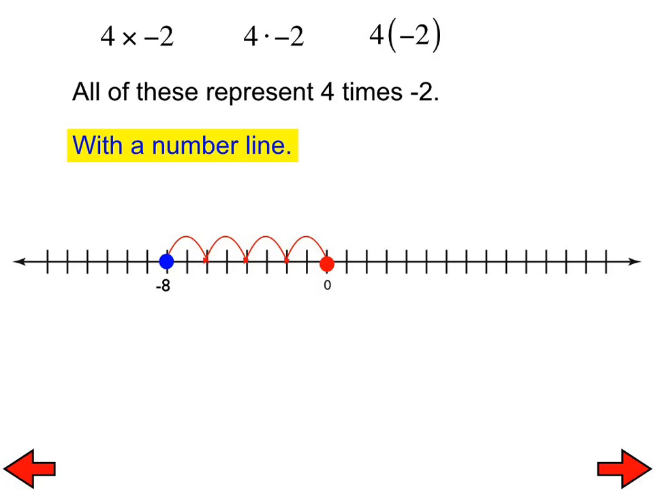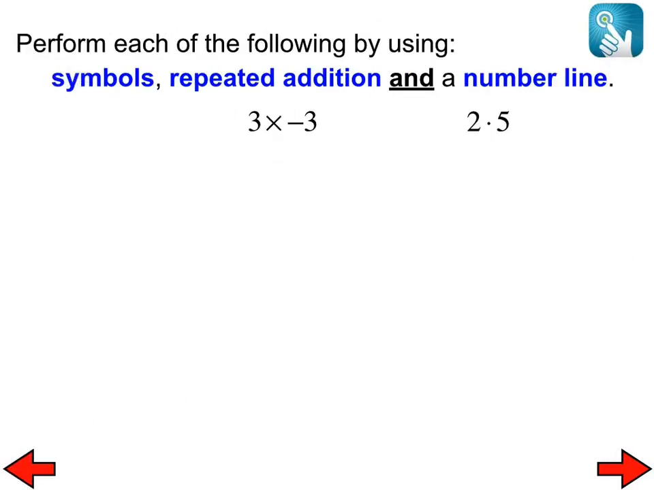So some of the problems in today's notes, I'm going to have you prove it with tiles, some with repeated addition, some possibly with a number line. So we can use many different ways of proving it. So now we are officially at the very first problem in your notes. It says, perform each of the following by using symbols, repeated addition, and a number line. I want you to do it once with 3 times negative 3 and once for 2 times 5. And I'll give you about a minute and a half or so to get that done. And then we'll take a look at it.